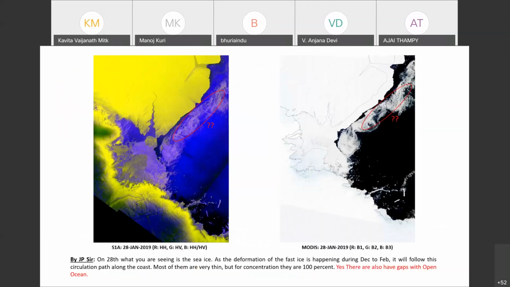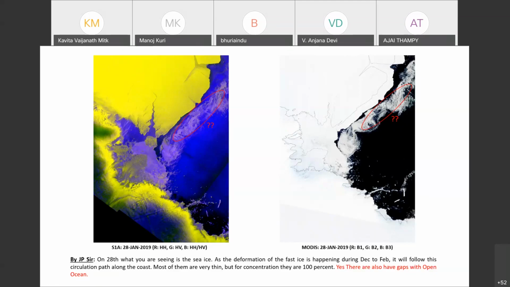Then you can see this another image. This is again a January image, but this particular portion is sea ice, and it becomes very difficult to distinguish it from the smooth sea ice. This formation will eventually lead to completely different signature values, and it will converge with the open ocean values.